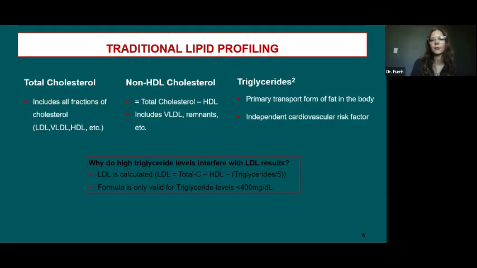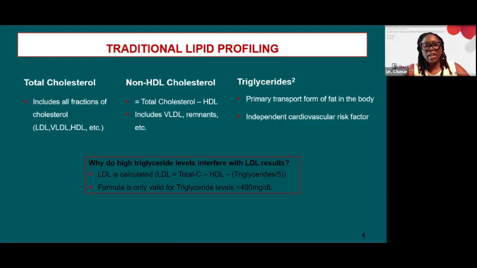So there is a way to measure it directly, but that's not what's commonly performed in the clinical lab. Thank you. Thanks for that detailed explanation.